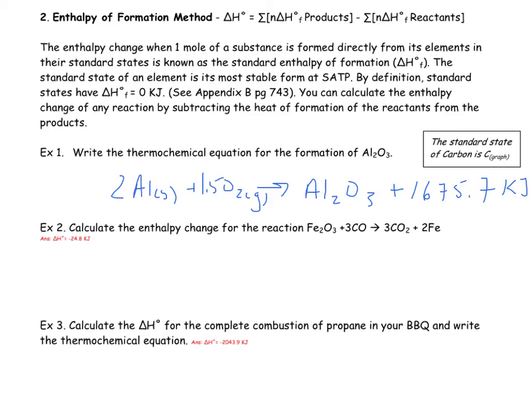As a side note, in case you run across carbon, the standard state of carbon is graphite. If you think about it, it takes heat and pressure to change graphite into a diamond, so diamond is not the standard state of carbon.